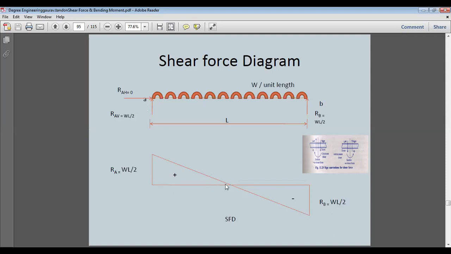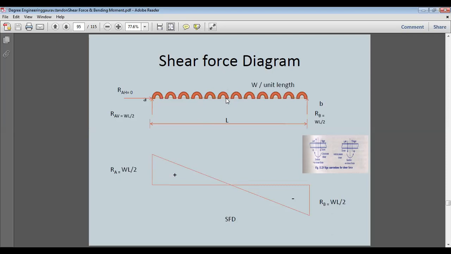So from here, we'll draw a line from here to here to here. So this equally distributed load, that is the point load or uniformly distributed load, has been equally divided into 2 parts because it is acting symmetrical to the beam. So this is the shear force and nature of shear force.